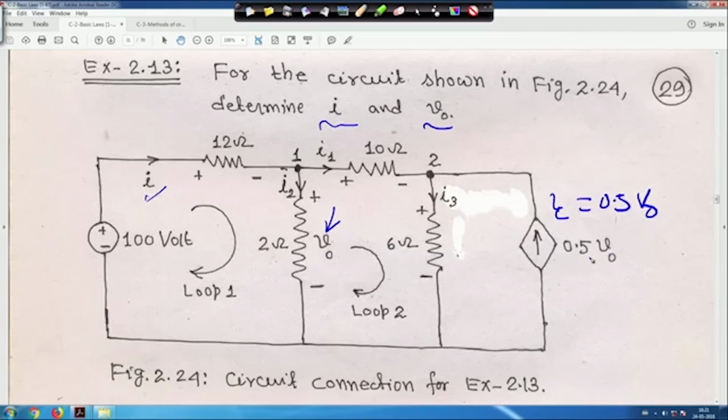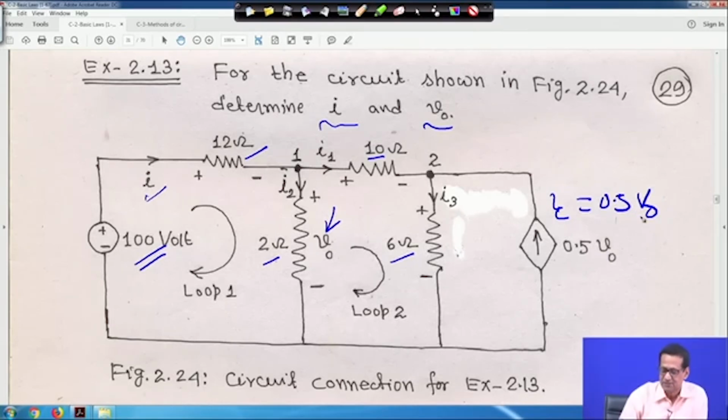Now how will we do it? There is a 12 ohm resistance here, a 2 ohm, a 10 ohm, and a 6 ohm resistance. The voltage source is 100 volts, and there is one dependent current source with current 0.5 V0, where V0 is the voltage across the 2 ohm resistor. There are two loops: this is loop 1, with the clockwise direction taken, and this is loop 2.